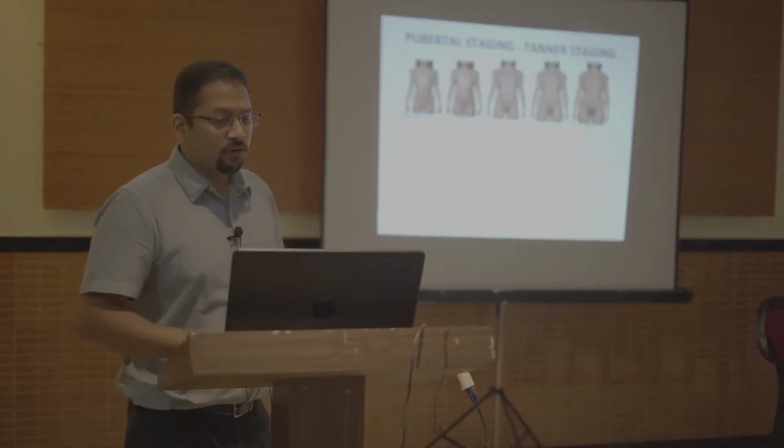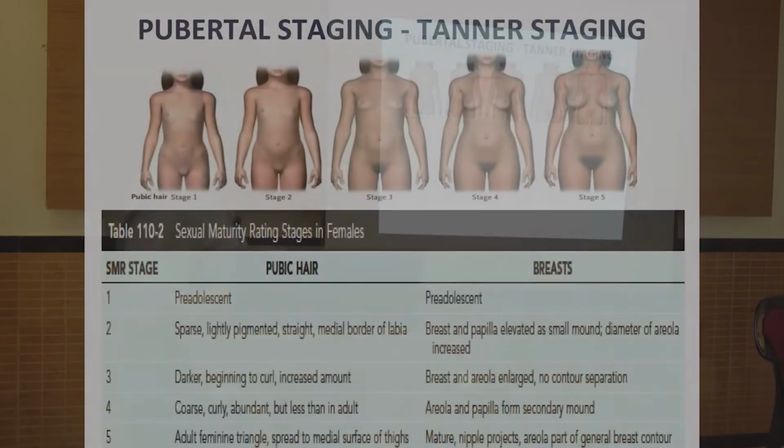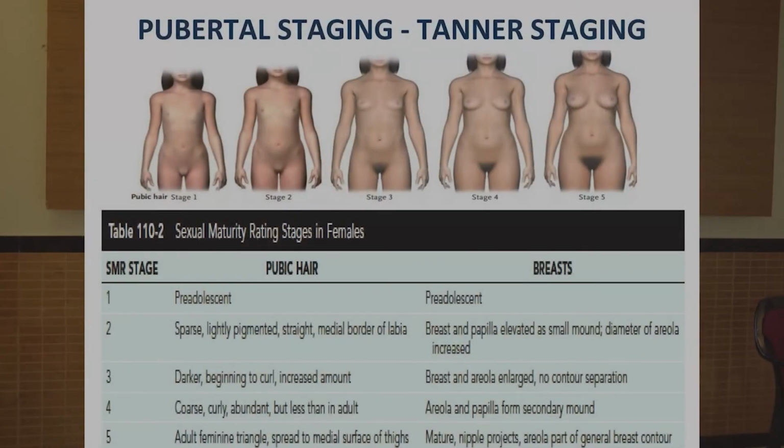So this is the staging of the female. As you can see, the pre-pubertal stage is here. There is no breast bud appearance. In stage 2, there is a breast bud appearance. In stage 3, there is enlargement of both the nipple and breast tissues. In stage 4, there is a secondary mound appearance after the elevation of the nipple. And stage 5 is the full adult development of the breast.